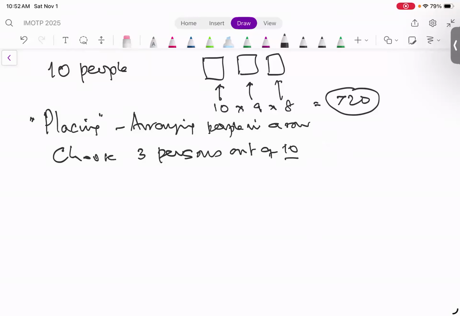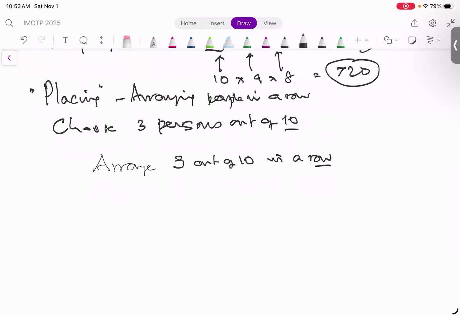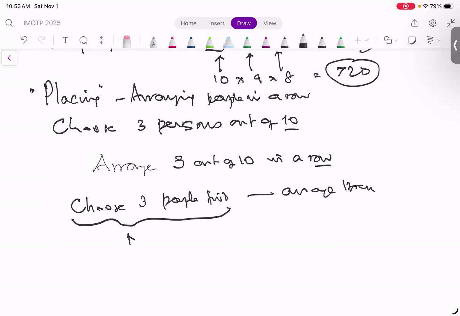Suppose I want to arrange 3 out of 10 in a row. That I already have seen can be done in 720 ways, but I can do it in a different way. What I will do is that I will choose 3 people first, and then arrange them in a row. So how many ways can I choose 3 people first? Suppose that I do not know that yet. So if that is n, and once I have chosen 3 people, how many ways can I arrange them? That we already know, which is 3 into 2 into 1.